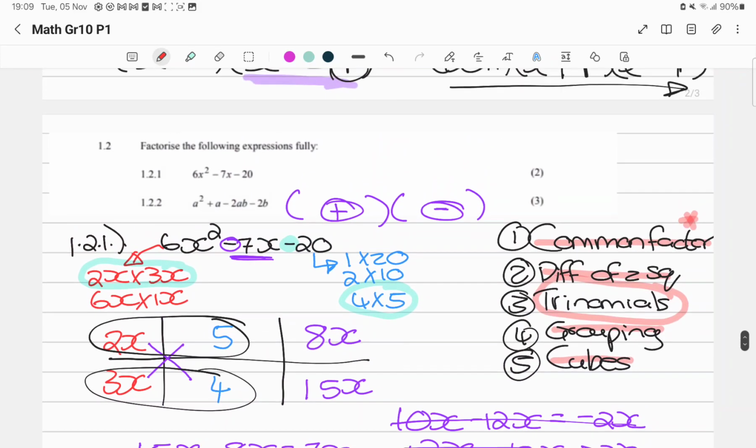Alright, and then question 1.2.2 is grouping, but in a previous video I already did grouping with you. But I really want you to pay attention to these two factorization methods, because I can almost 100% guarantee you that there is going to be one trinomial and there is going to be a grouping question.